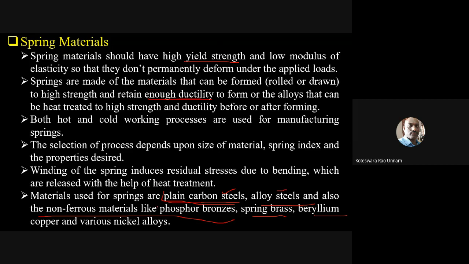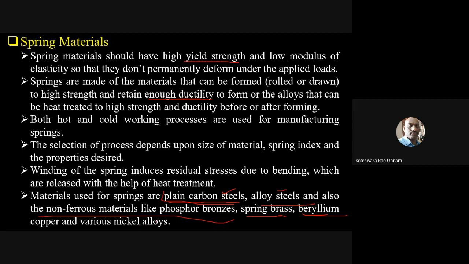So in most cases, only either plain carbon steels or alloy steels are used for the springs. But in some applications, even non-ferrous materials like phosphorus bronze, spring bronze, beryllium copper, and various nickel alloys are used, wherever you want more damping in the system. So here the spring brass, beryllium copper or copper beryllium, and nickel alloys will provide some amount of damping also, not only springiness.